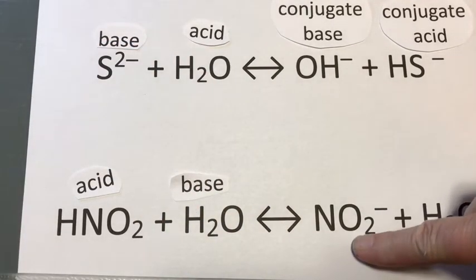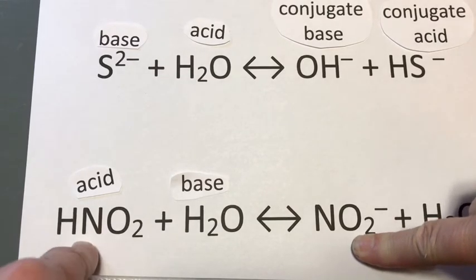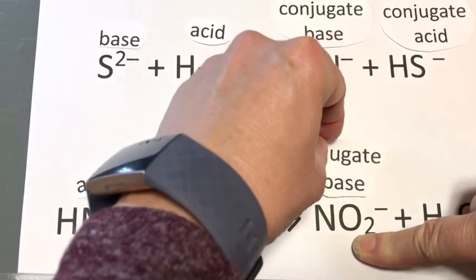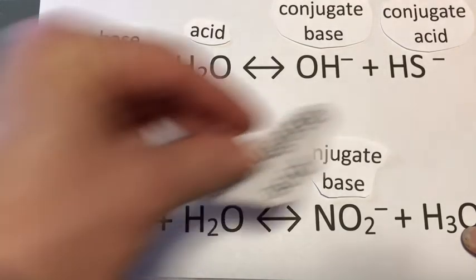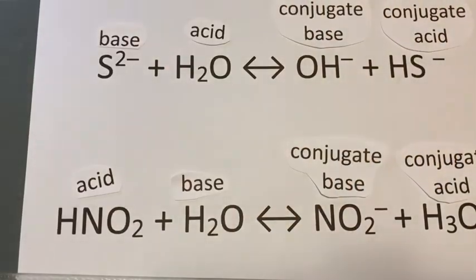Over here, we have the acid after it's already lost its hydrogen ion. So it becomes the conjugate base. This here is the base with an extra hydrogen ion. It becomes the conjugate acid.